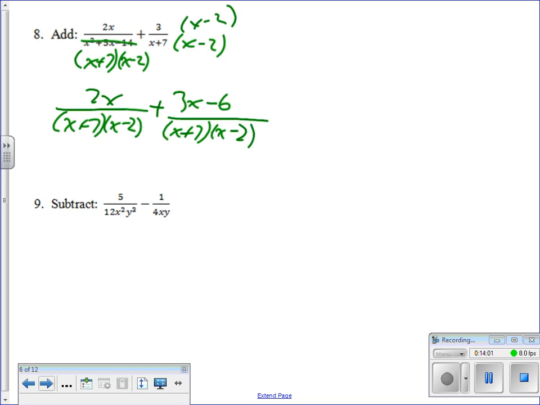The one thing I love about adding and subtracting fractions is once you get the common denominator, you already know half of your answer. x plus 7, x minus 2. And in my numerator, it's addition. Add things up: 2x plus 3x, 5x minus 6. This does not ask for domain restrictions, so I'm not going to worry about it, but my domain restrictions would be 2 and -7.